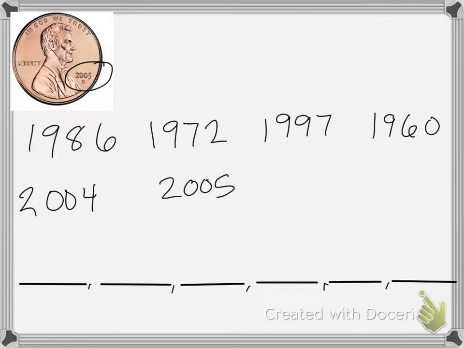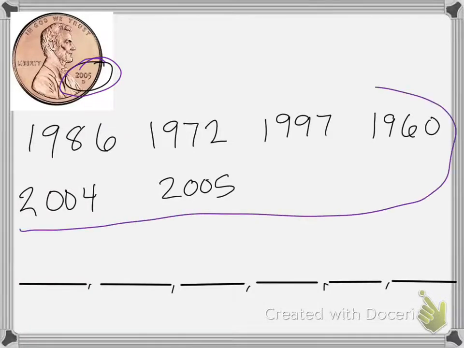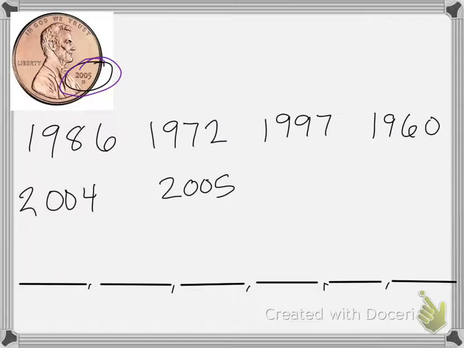The second part of this lesson is on year. Every penny has a date on it, as you can see here. The date on the penny tells us when it was minted or made. It's like a birth date for the pennies. So I have a list of dates here for different pennies.